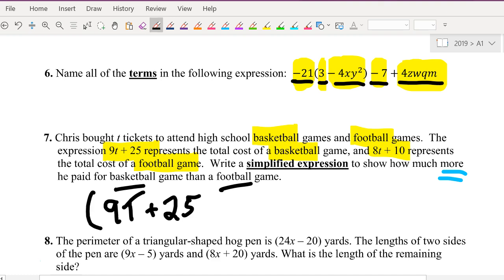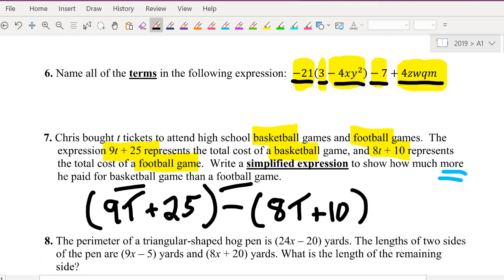Minus, because we're subtracting, minus the quantity 8t plus 10. Cool. Hey, this looks like those subtracting binomials problems we did. So that means that we need to subtract. We need to change the sign, right? Yes. So we change the sign.